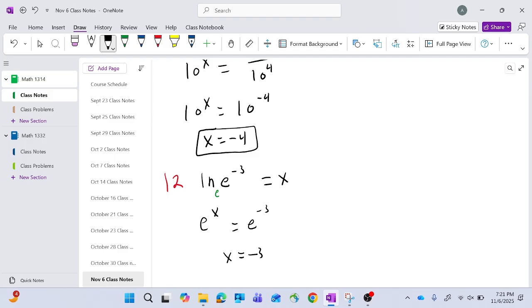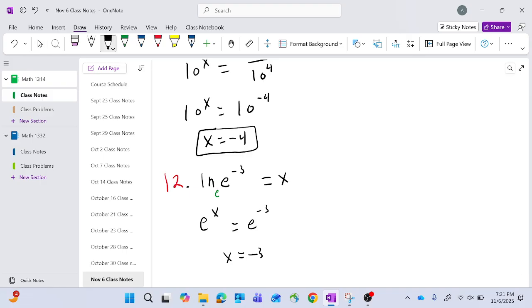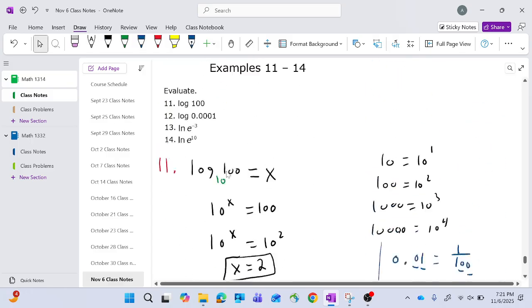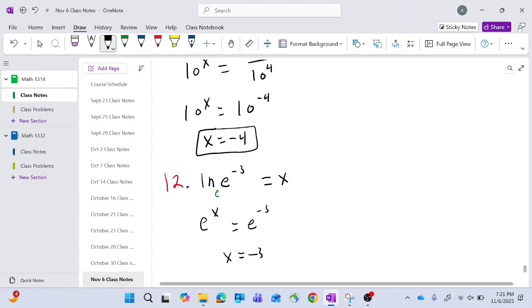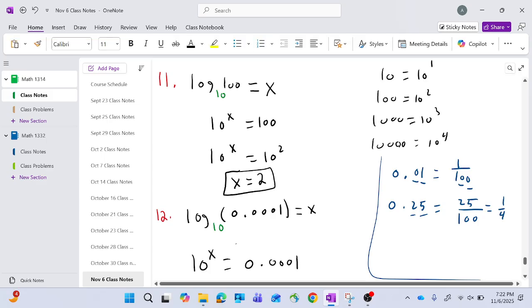Make sense? Yeah, natural log, ln, is always base of e. Make sense? Everyone else, are we okay? Is e Euler's number? Yes, Euler's number. Yes, exactly.